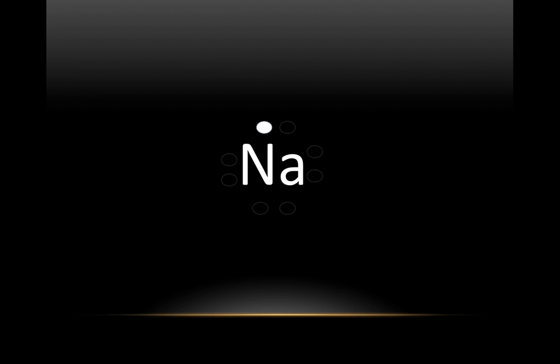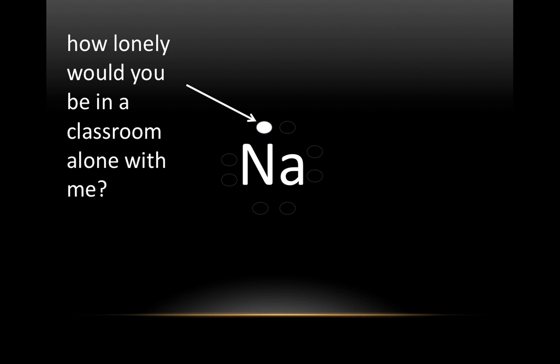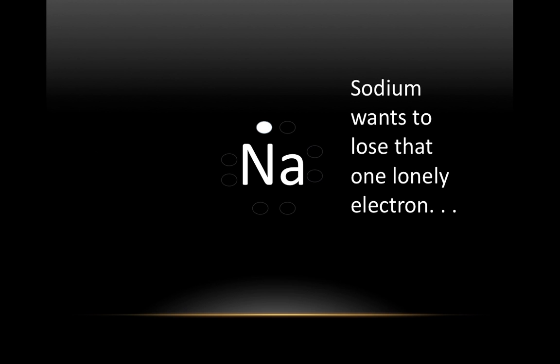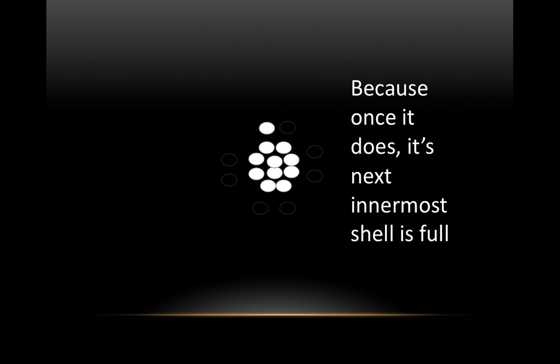Now let's pretend that's you coming to class one day and all of a sudden nobody else is there. You'd be pretty lonely sitting in class with me. You'd be like, I've got to get out of here. This is crazy, right? So sodium, just like you, wants to lose that one lonely electron. You kind of want to leave the class. Once it does lose that outer valence electron, its next innermost shell is full, so it can become stable by losing that outermost electron.